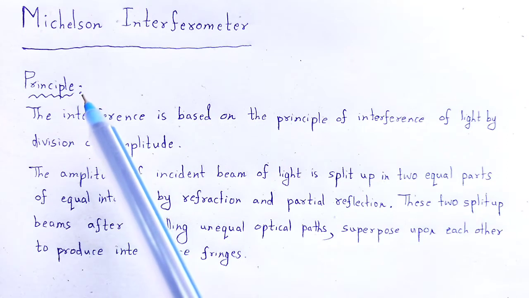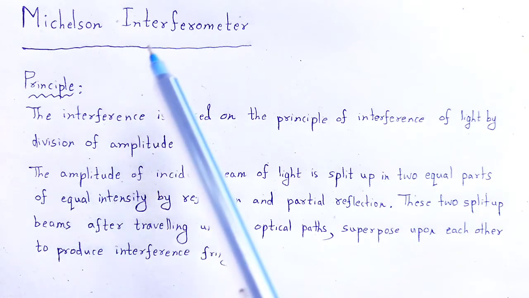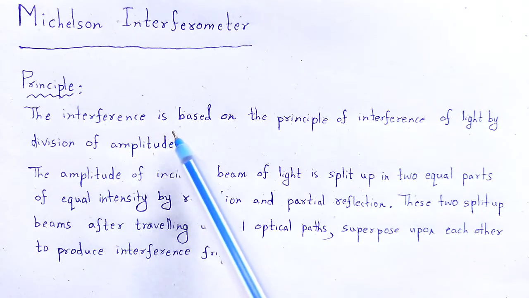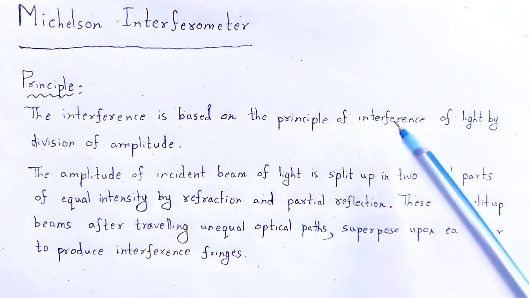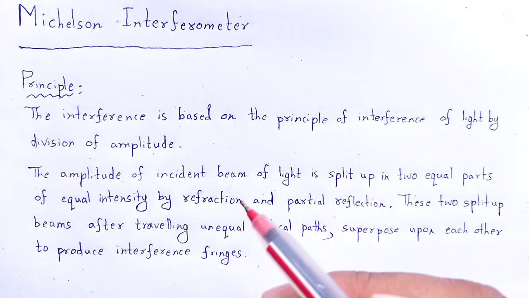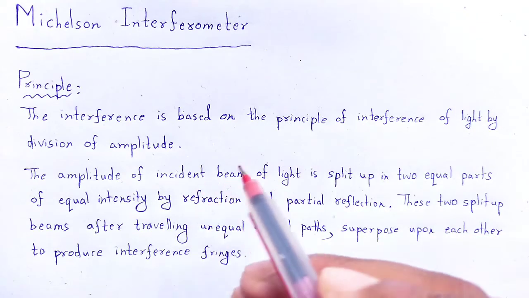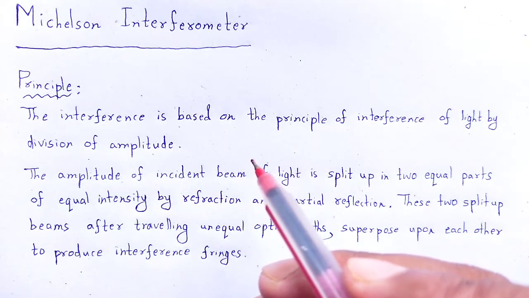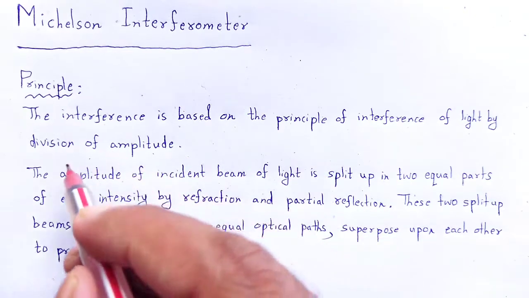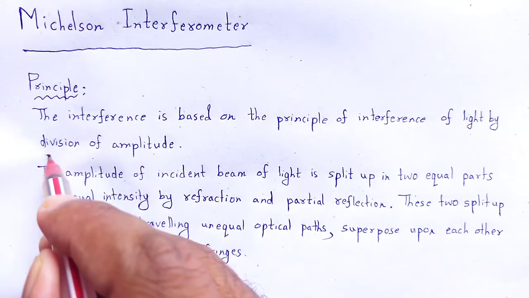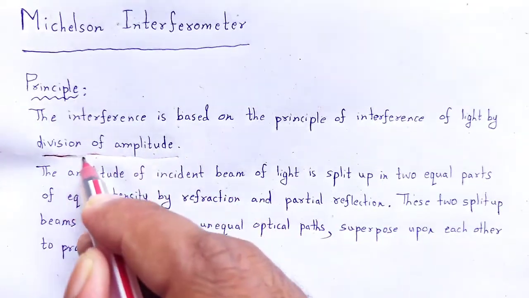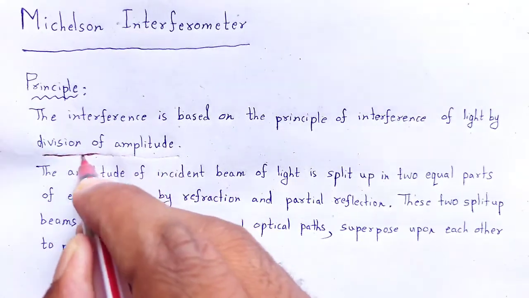Principle by which Michelson interferometer works. The interferometer is based on the principle of interference of light by division of amplitude. We get an interference pattern in two ways, either division of wavefront or division of amplitude. Here, division of amplitude is responsible for obtaining the interference pattern.